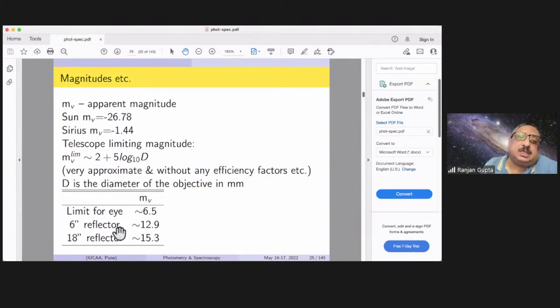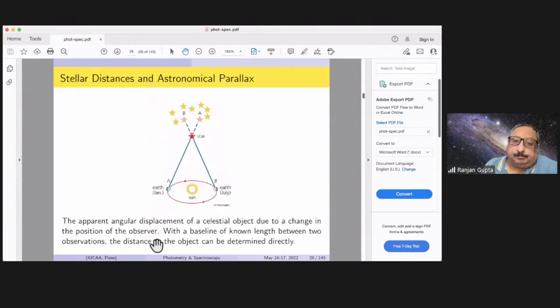If you use a 6-inch telescope or an 18-inch, it doesn't matter whether it's a reflector or refractor. See, it is not doubling up so easily. It's a log scale. So even with an 18-inch, you can go only up to 15th magnitude. Now slowly we have to introduce the distance, which was only mentioned in the morning talk. We will quantify it further.